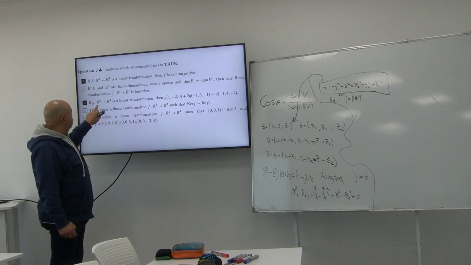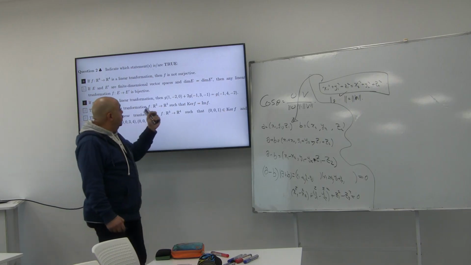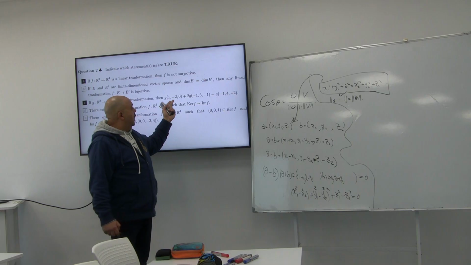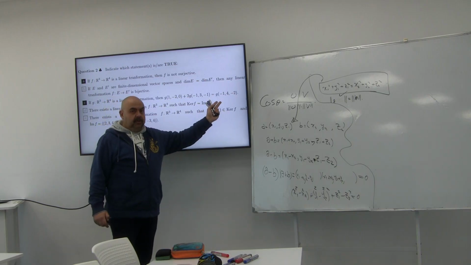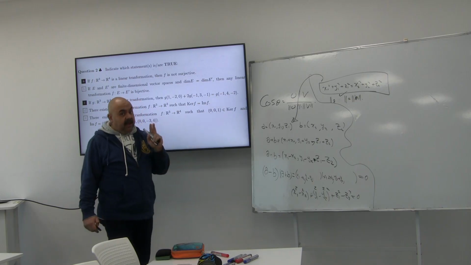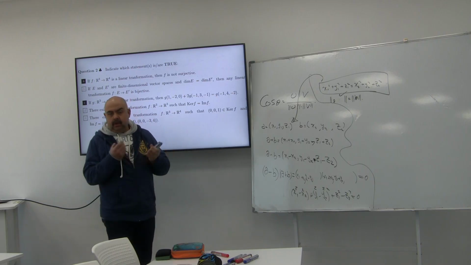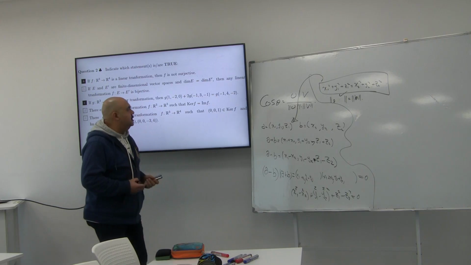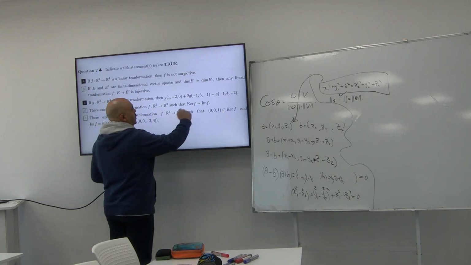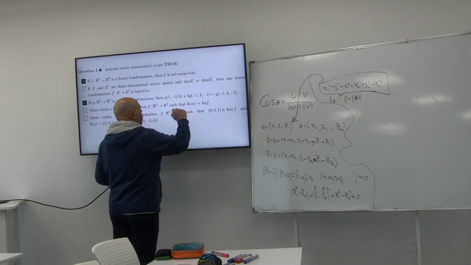For number G, R3 to R4 is a linear transformation. Then the image of a combination of two vectors should equal the combination of the images. This is going to be correct if the condition of addition and scalar multiplication combined together is correct. And this is easy to check. 1 plus 2 times negative 1 is going to be negative 2. So 1 minus 2 plus negative 2 is going to be negative 1.